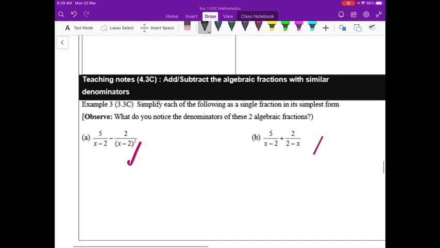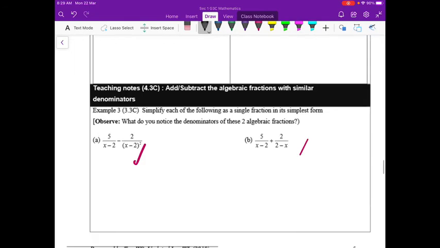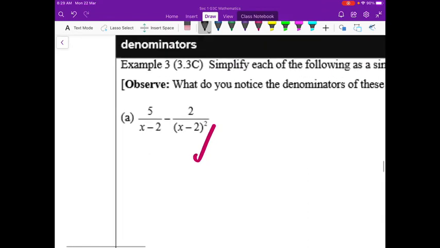So this is a case of fractions with similar denominators. I know that the teacher has already gone through this, but I just want to refresh your memory. The denominators in these two fractions are x minus 2 and x minus 2 squared. I've been saying over and over again, make sure the denominators are the same. Look out for common factors. If there are common factors, make sure your new denominator is the LCM.